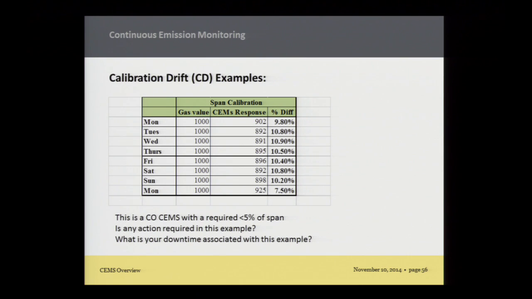All right, so another CEMS example, or a CO example, I'm sorry. Again, 5% of span. Is there any action required in this? So how much? That's right, so you're over 5 days. You went 5 days a week. I'm right on the edge. I really should have gone and looked at that analyzer, but man, I had 37 other ones to go look at, and I just didn't get to it.